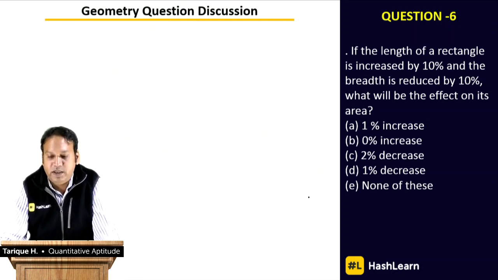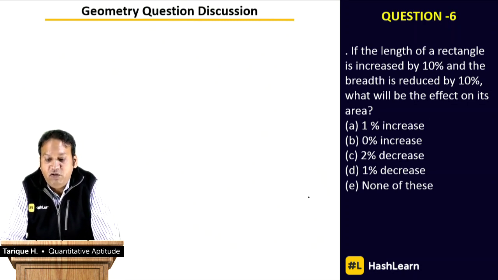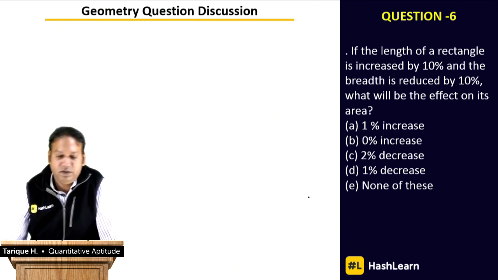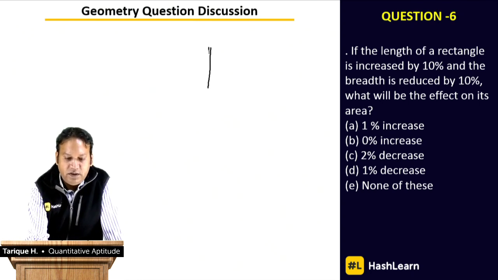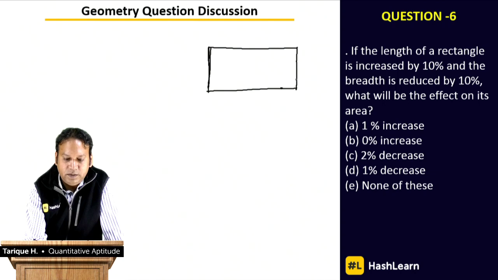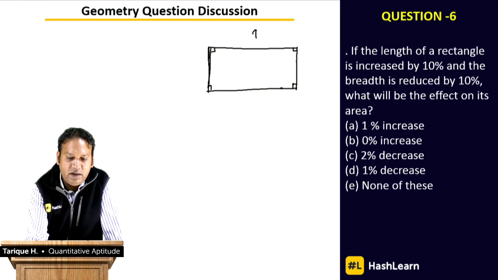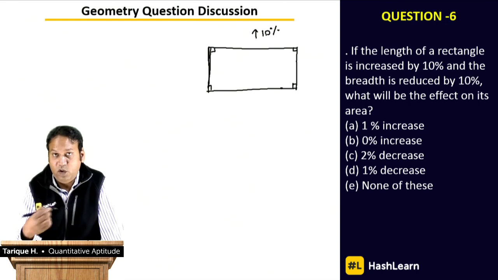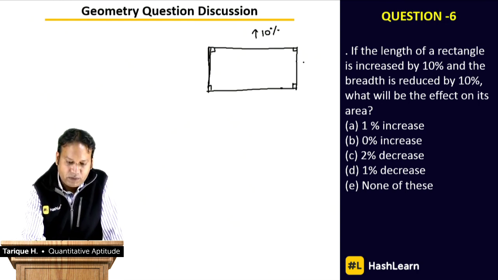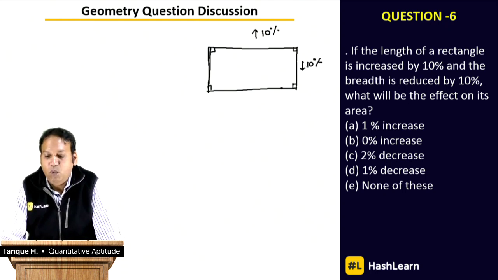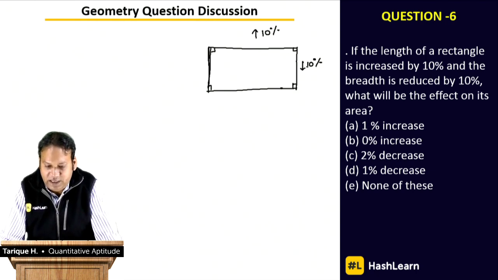Okay, a very important question of geometry. If the length of a rectangle is increased by 10%, so we don't know what the length is. It's a rectangle given to us, and for this rectangle, the length is increased by 10%, and the breadth, the width of the rectangle, is reduced by 10%. What will be the effect on its area? What is the percentage change in the area of the rectangle?